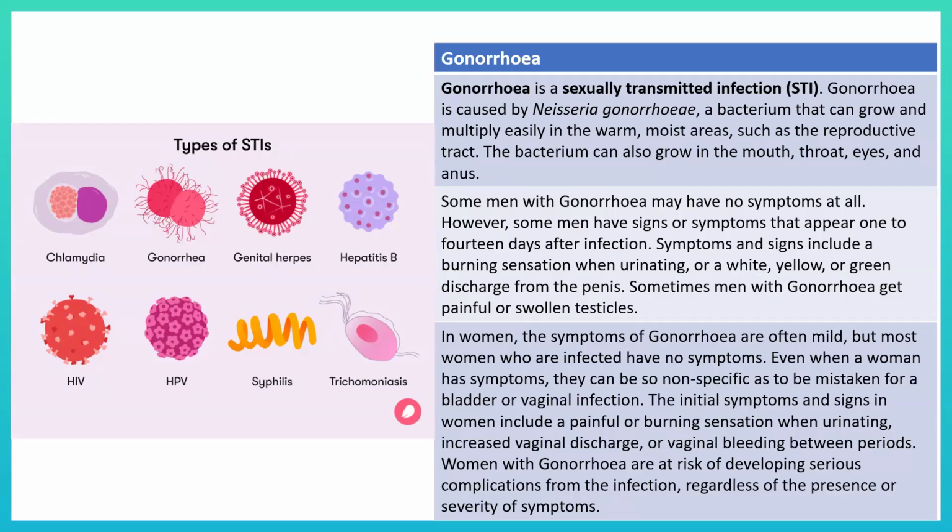They can be non-specific because they might think that they have, I don't know, a bladder infection, which are quite common in women because the urinary tract in women is very short. So urinary tract infections are quite common. So it's quite hard to identify as a sexually transmitted infection. But again, women can get painful or burning sensation when urinating and increased discharge from the vaginal area and also bleeding in between the monthly period where they'd normally expect to have bleeding.